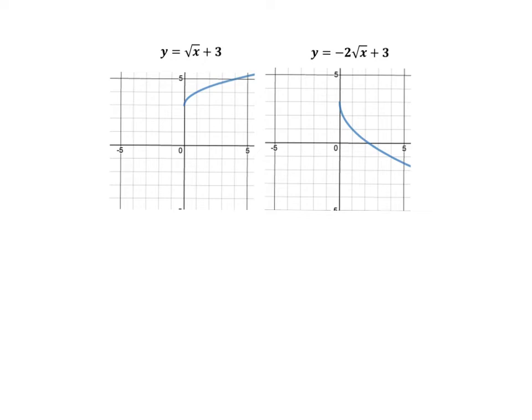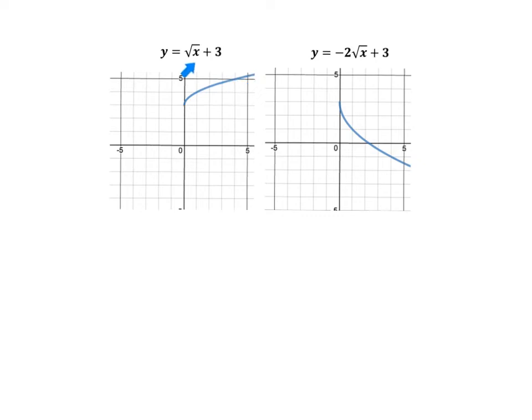Unlike other functions we've worked with in the past, we have a restricted domain when we graph square root functions. What that means is that our function starts at a certain point, so we cannot choose any x values we want. If we look at these two square root functions, we see that we have the same domain, x is greater than or equal to 0. Let's think about why that is.